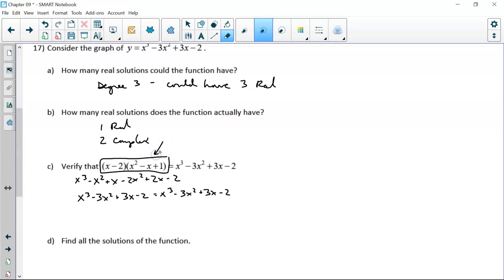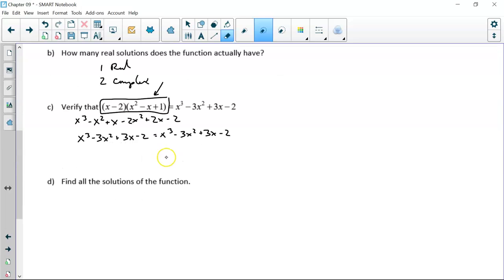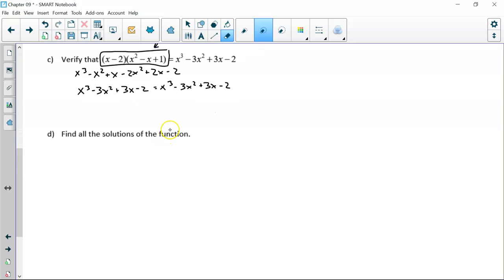This is factored form. So if we're going to find the solutions, we actually can't factor this any further. So to find the solutions, we would set x minus 2 and x squared minus x plus 1 equal to 0. Now that it's in factored form, to solve, set each factor equal to 0. So we get x equals 2 for one of our solutions and x squared minus x plus 1. When we set that equal to 0, it can't be factored. So what you would use is the quadratic formula.